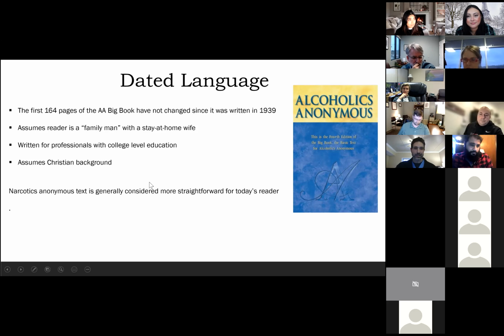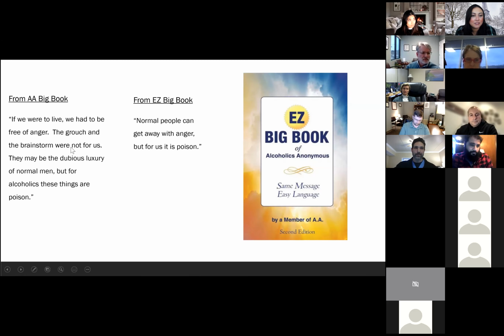And on the next slide, I just want to put a comparison of some language from the Alcoholics Anonymous Big Book that we just talked about on the left. And here on the right, this is the same quote from this little gem that you can get on Amazon for $10. It's called the Easy Big Book of Alcoholics Anonymous. And it's essentially a paraphrase from the Alcoholics Anonymous Big Book, but written in modern language. And they took out, essentially, it's gender neutral, doesn't assume Christianity, the two big things. And the vocabulary is a little bit more straightforward.